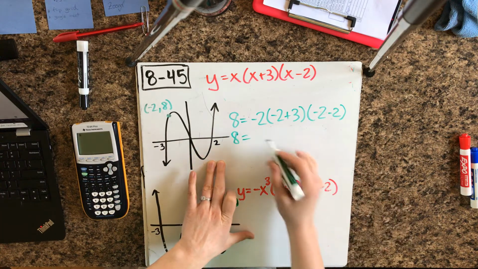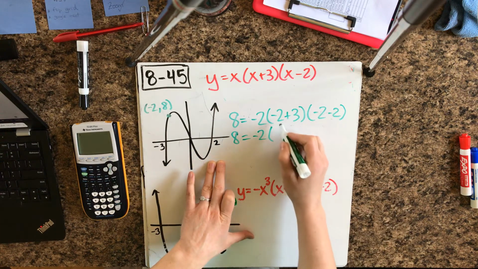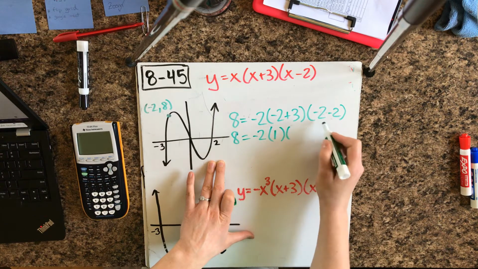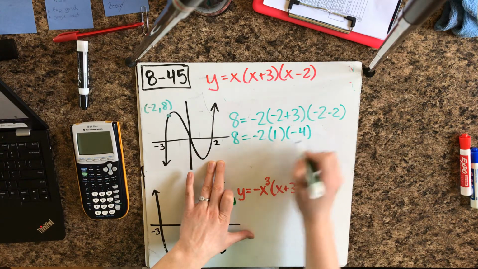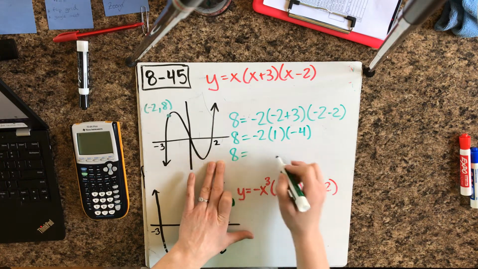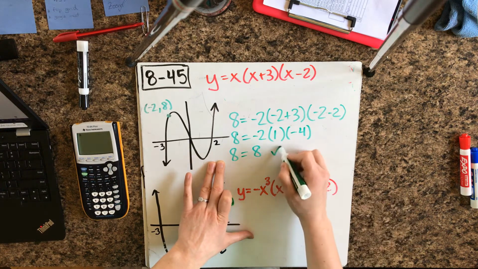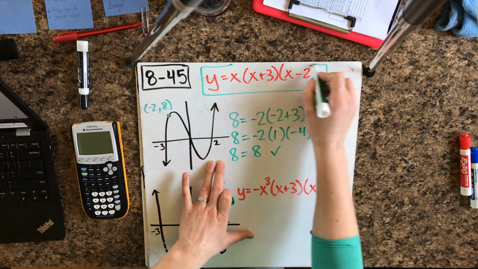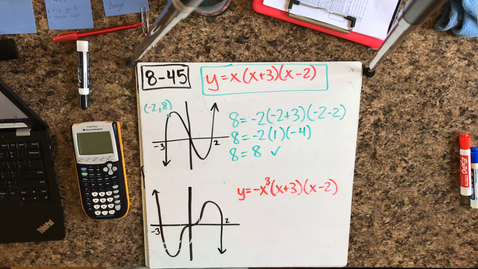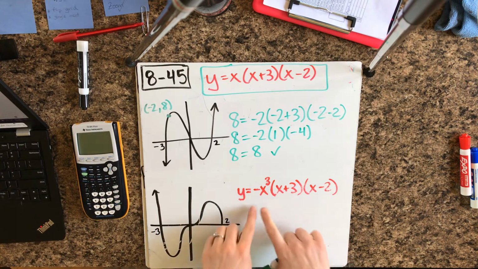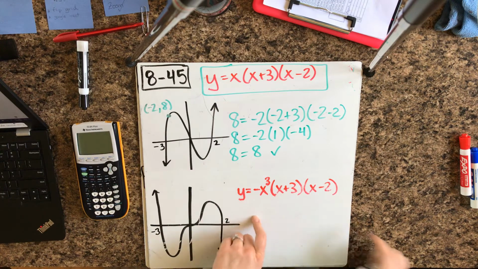Okay, so I'm going to leave that 8 alone. It's negative 2 times positive 1 times negative 4. And if I multiply the right side out, negative 2 times 1 times negative 4, I do get 8. That is correct. That tells me this equation is correct, and I don't need to do anything different with it. This bottom one didn't really give you a very clear extra ordered pair, so we're just going to skip it. If you have this, you are good to go for part B.